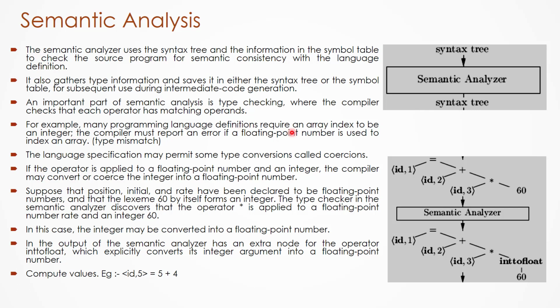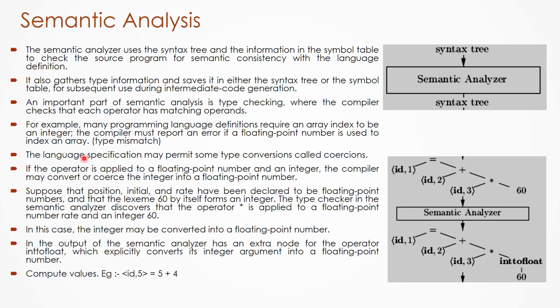So always the index value will be an integer. We never saw something like A of 1.0 or A of 1.2. That index value is always an integer. The compiler must report an error if a floating point number is used to index an array. So this is a type mismatch. One thing worth noticing is this is not a syntax error, this is actually a semantic error.